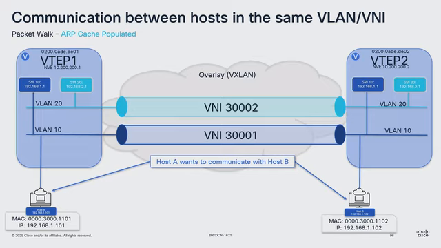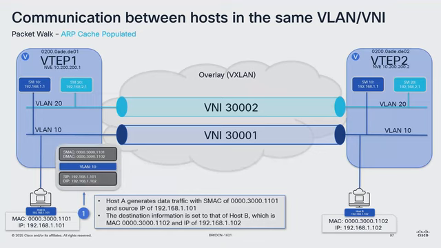Now those have an SVI configured on there. You can see here on 192.168.1.1 and 2.1. Now host A wants to talk to host B, and they're on the same layer 2, the same subnet. So what's nice here is I'm going to go ahead and send that traffic.